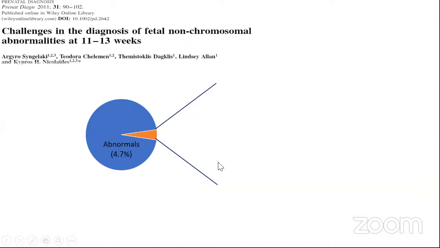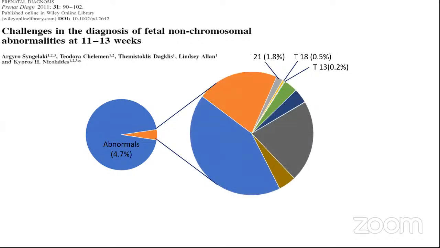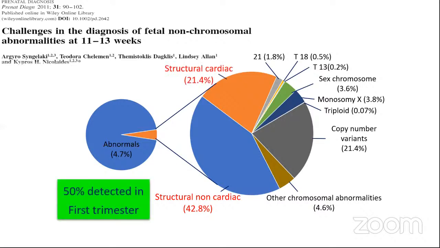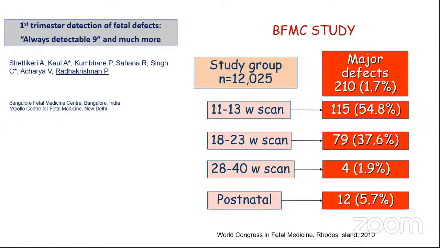Now, this was a paper which was published by Singalaki Group and Professor Nicolaides Group in 2011. This showed that fortunately 5% of pregnancies are abnormal. And we've gone so far with screening for aneuploidies and Downs, and especially with NIPT, but we must bear in mind that these aneuploidies form only a small fraction of the spectrum, while the most neglected abnormalities in the first trimester are actually structural abnormalities, which form a major part of the spectrum, and a fairly large contribution comes from the cardiac defects. And this paper showed that almost 50% of these structural defects could be identified in the first trimester.